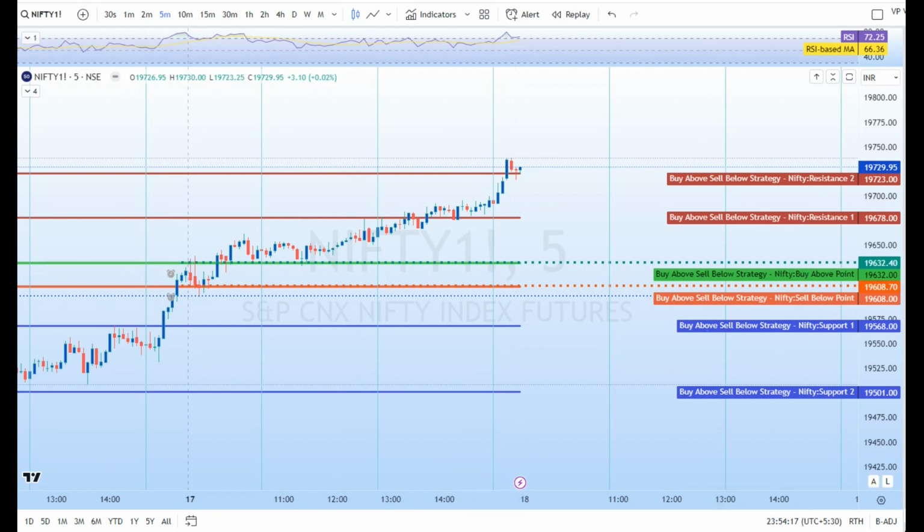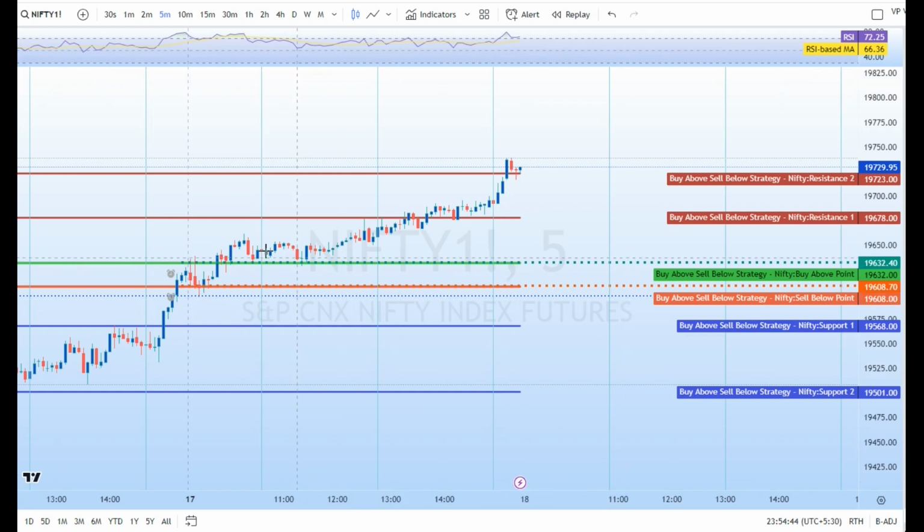Hi everyone. Let's try and analyze the results for the signals that were given to all of you in the channel on the 17th of July. So we'll start with Nifty here, and you see the 5-minute chart of the Nifty here, and the signal was that if the index crosses above 19,632 on the futures chart, we should be buying.